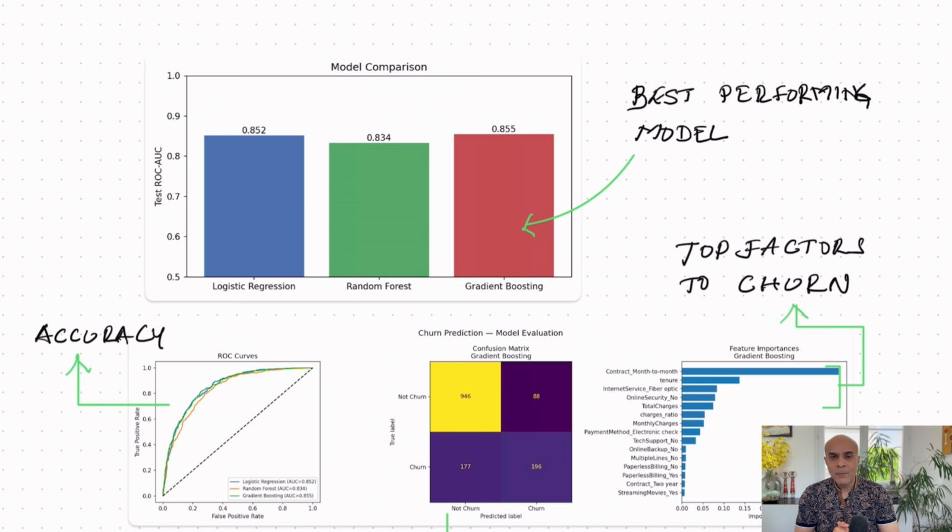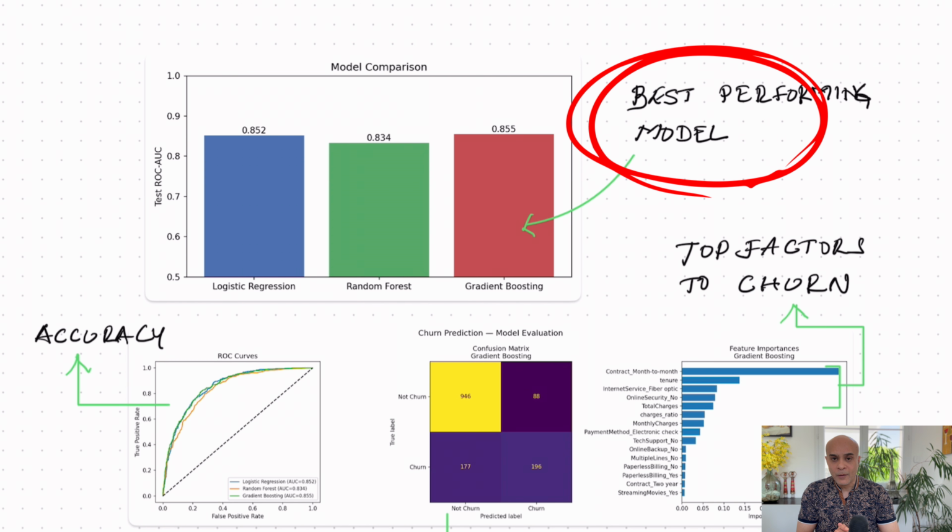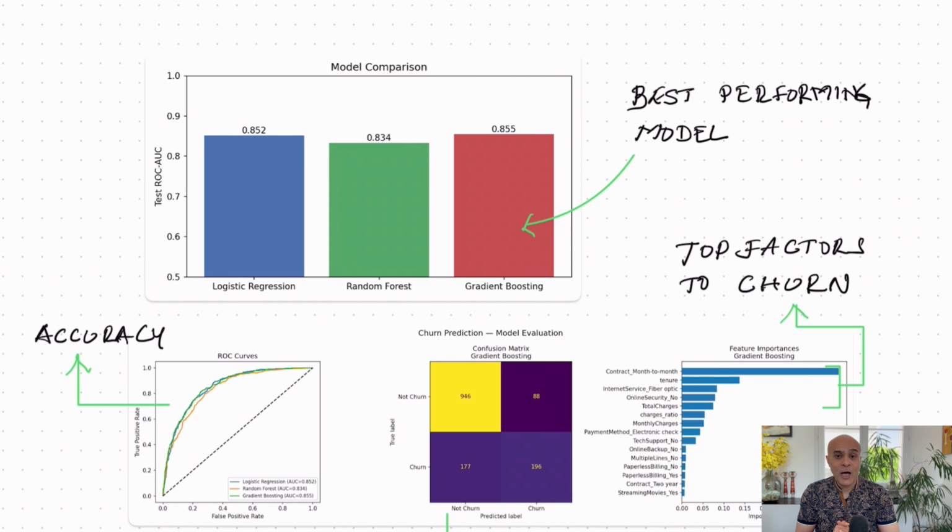Now, out of all the 3 models which I have tested for this specific use case, the best performing model is the gradient boosting model. And we can also generate an ROC curve to evaluate performance. We can create a confusion matrix as well as list of top factors which are contributing to churn.